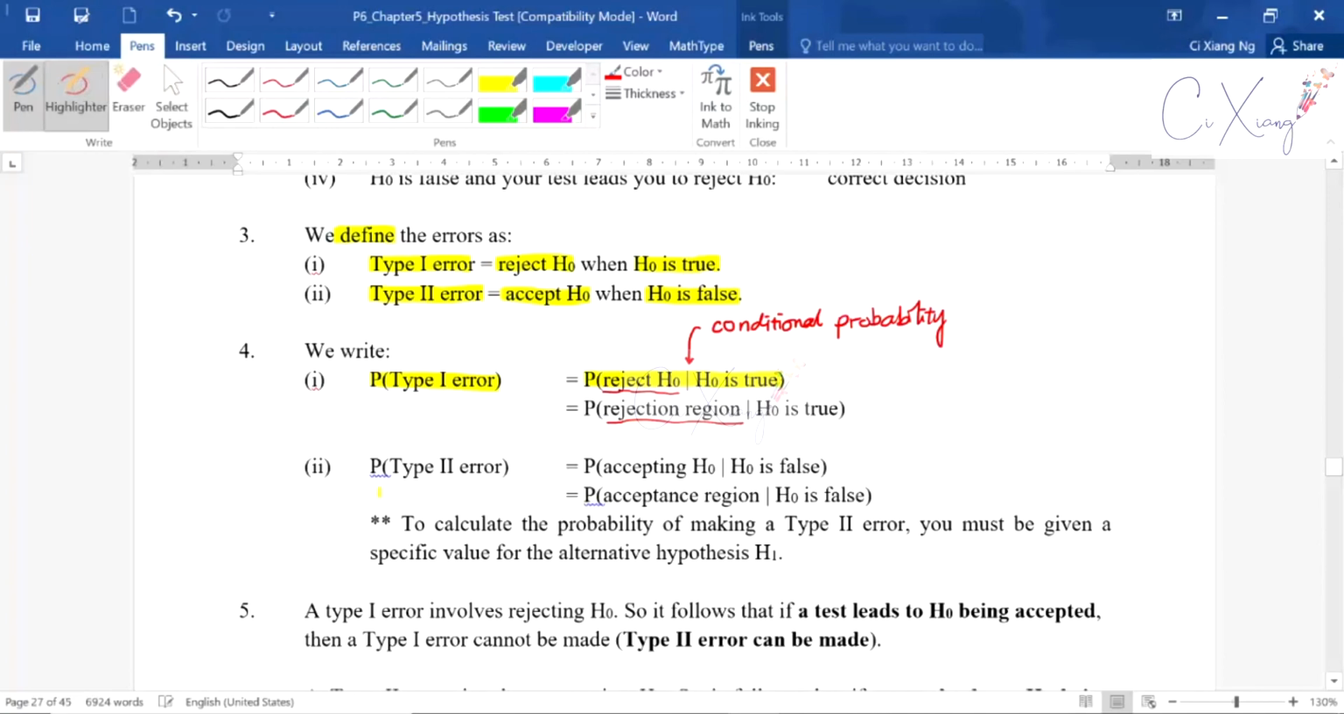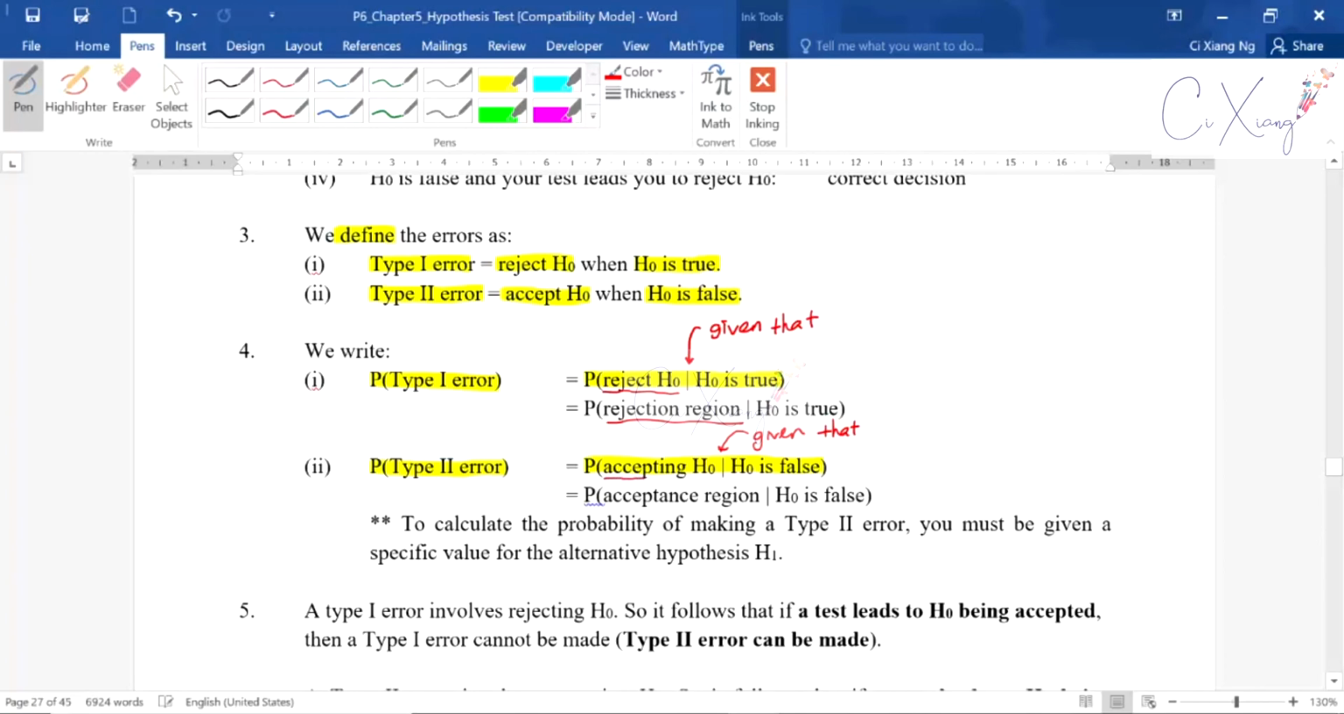Okay, then for type 2 error, it's also the same. When you write out the probability, it will be the probability of accepting the null hypothesis given that the null hypothesis is false. So this is "given that", the part under the conditional probability in the formula. You accept the null hypothesis given that the null hypothesis is false.